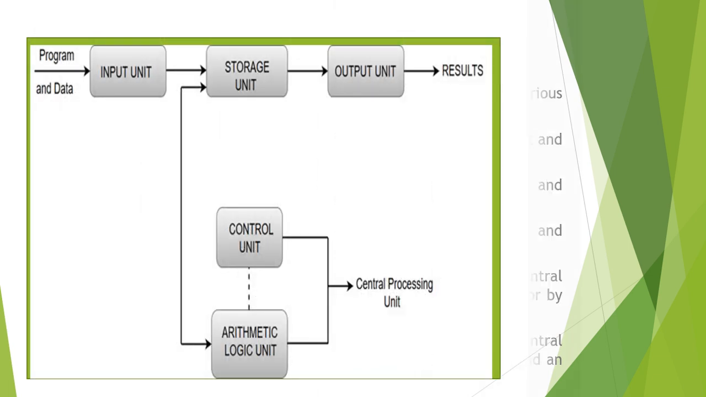Let's see the diagram. It is the block diagram of the functional units. Here we see how the computer takes the input and executes it, and then how we get our result. First we give instructions and data to the computer through different input devices like keyboard, mouse and so on. Then the computer stores all the input data in the storage unit.